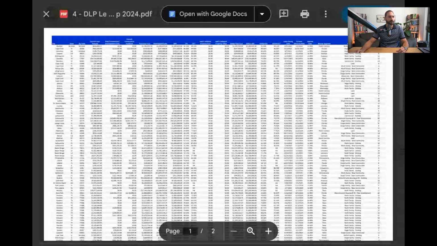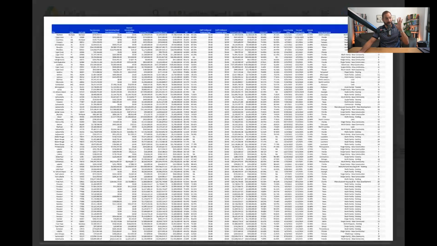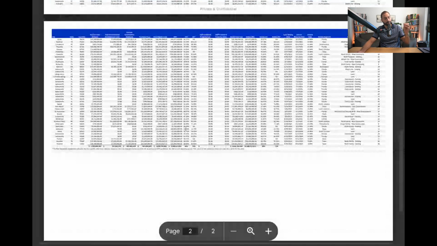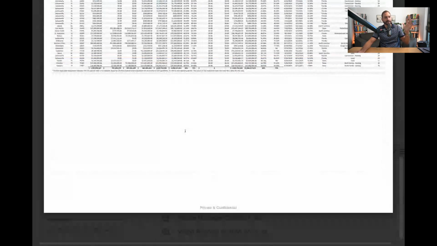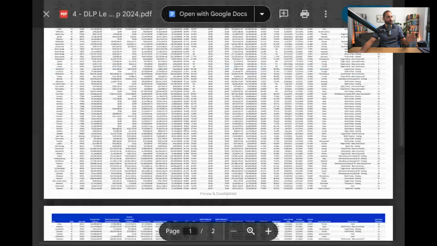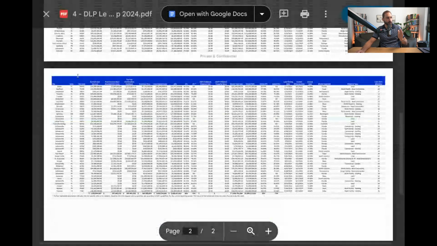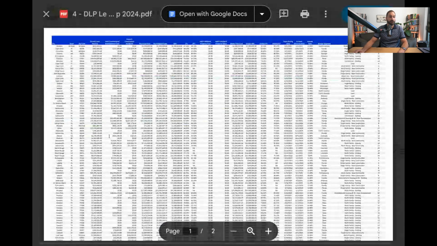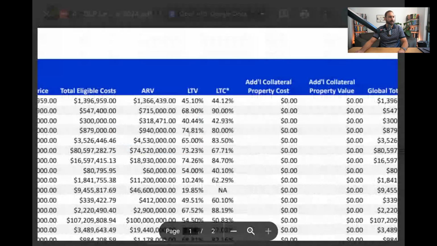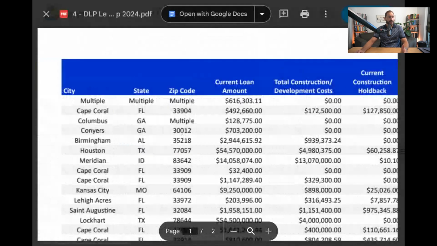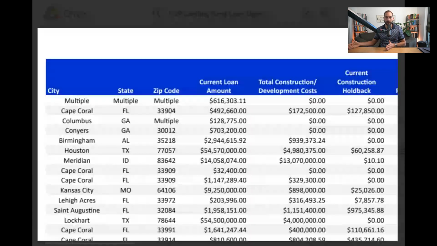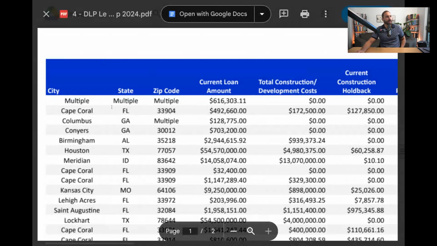Here on the screen, it's very small. I'm going to dig in here in a minute, but as you can see, this is like a 2-page document that shows all of the different loans that this fund has. If we dive in and get a lot closer, let's just start at the top. As you can tell, this is detailing every single item within the portfolio. This loan is in multiple different cities and states, whereas this one is in Cape Coral, Florida.